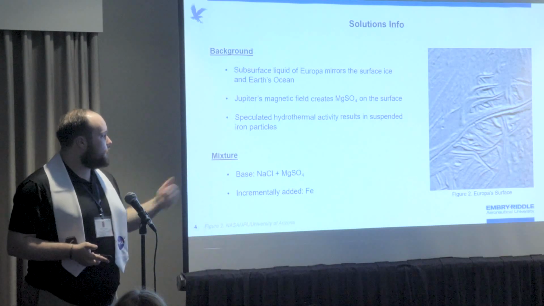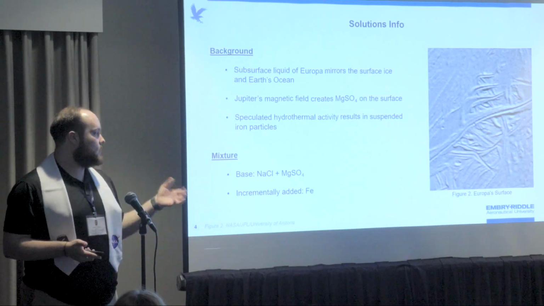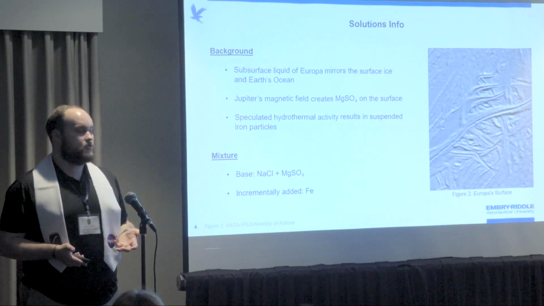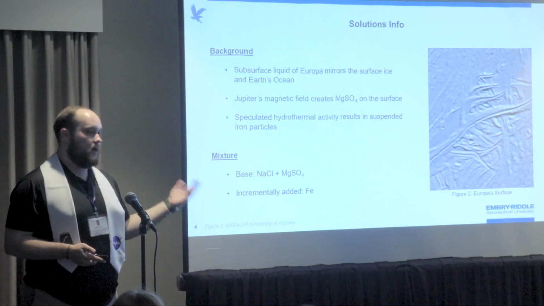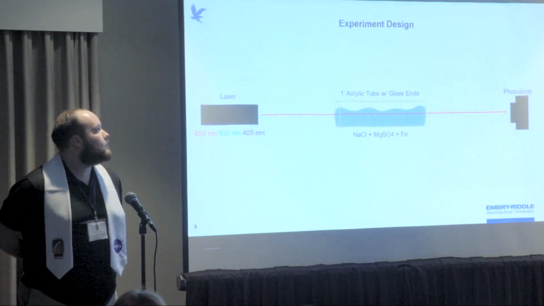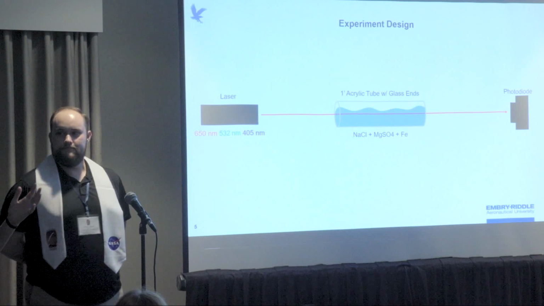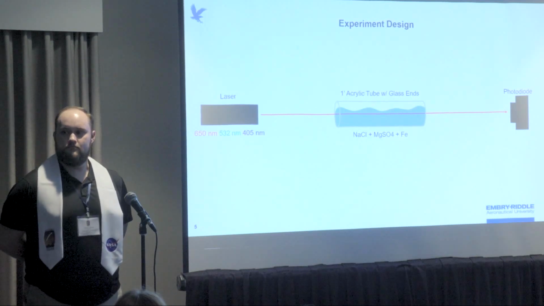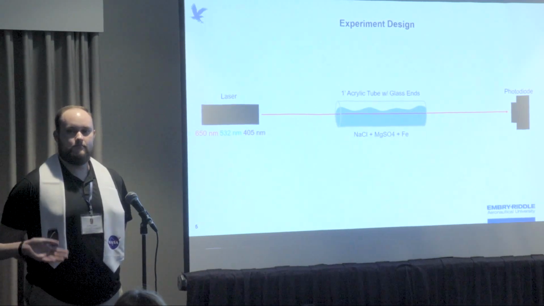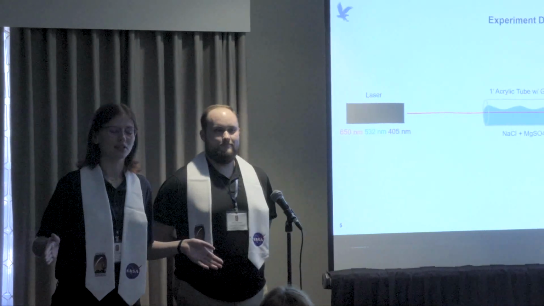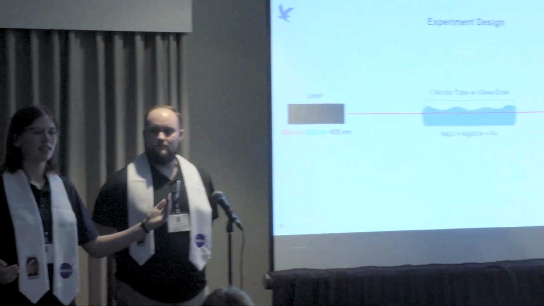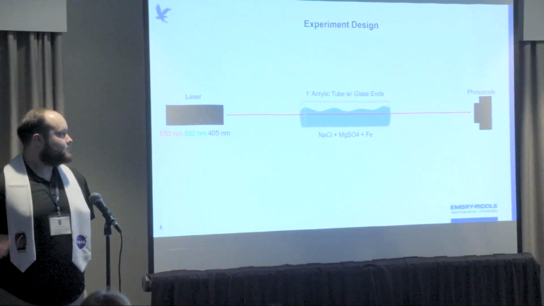And so in this case, our base for the water that we're testing is NaCl and MgSO4, and then we incrementally add iron. All right, so let's talk about what we actually did. It's pretty straightforward. We started with a laser. We shot that laser through a foot-long acrylic tube, and then we picked up the light at the end with a photodiode.